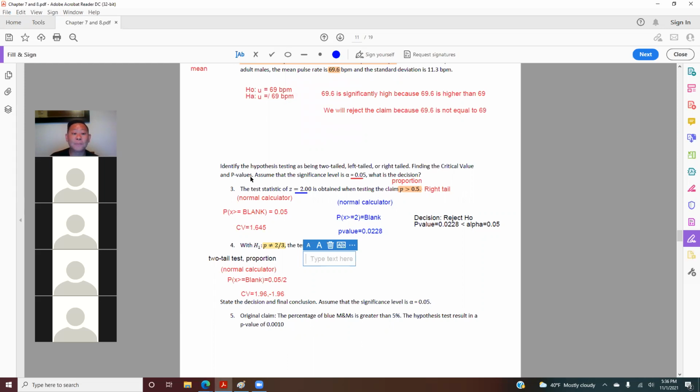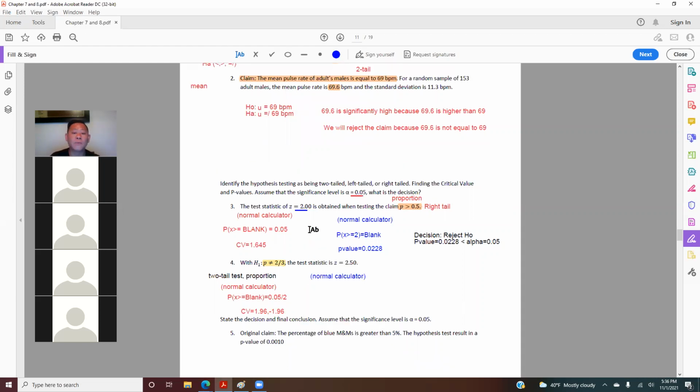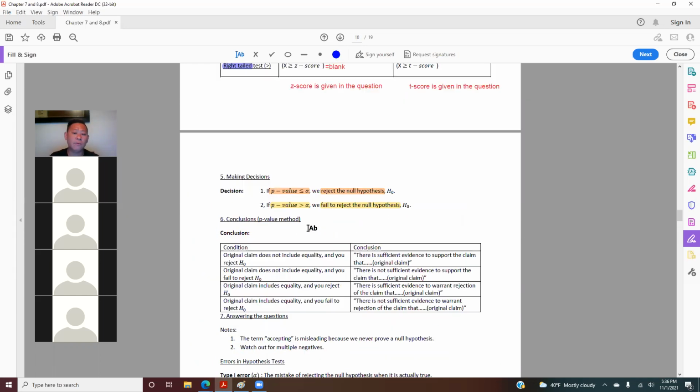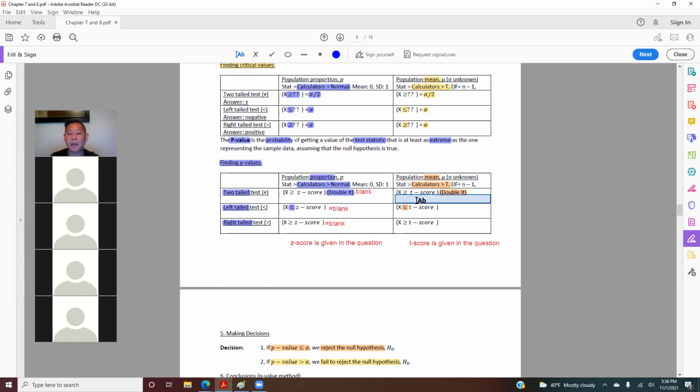Now we need to find the p-value, so the blue one. We're still going to use the normal calculator because it's a proportion. If you look at the second table, this is the table that we have. We are doing proportion and we are using a two-tailed test because it's not equal to. So it's P(X ≥ z-score), and the z-score is given in the question. And you have to do what? You have to double it. Don't forget, once you get your answer, take out your calculator and double it because you will have two sides.